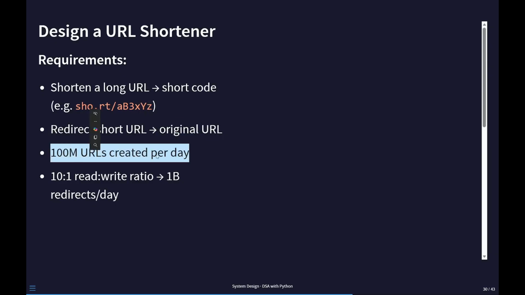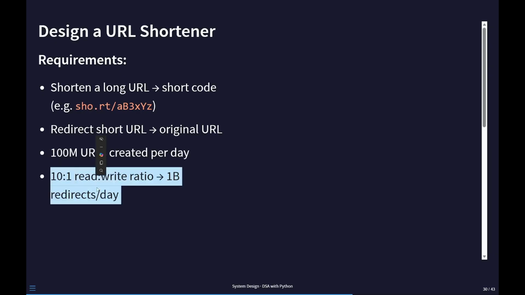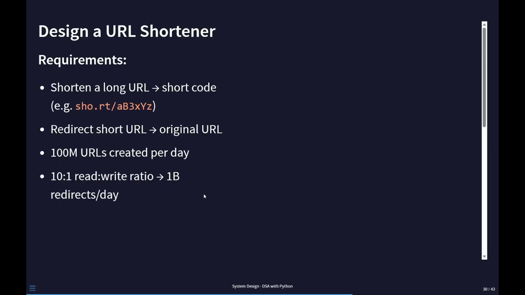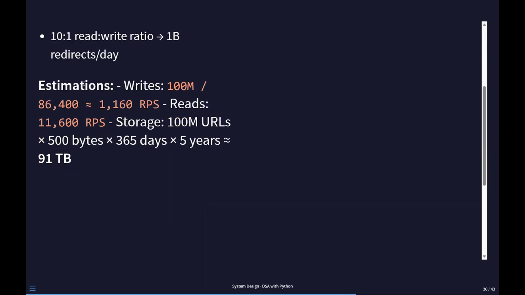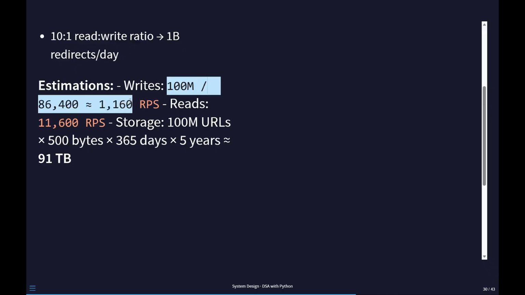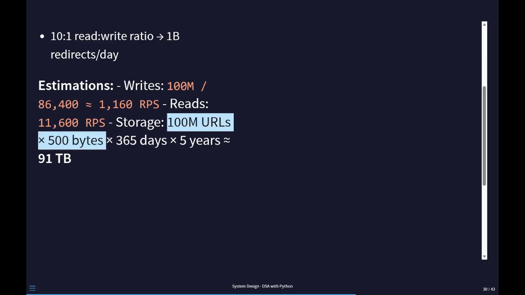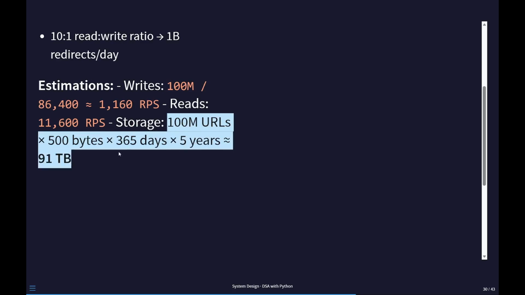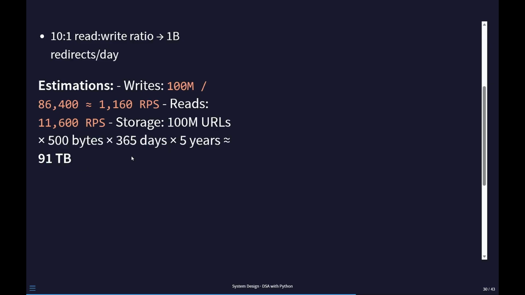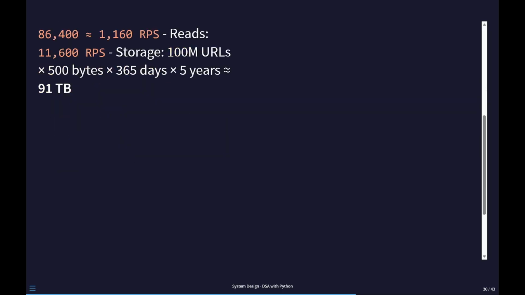100 million URLs created per day, with a 10:1 read-to-write ratio, meaning 1 billion redirects per day. Estimations. Writes: 100 million divided by 86,400 seconds is roughly 1,160 write requests per second. Reads: 11,600 per second. Storage: 100 million URLs times 500 bytes per URL record times 365 days times 5 years is about 91 terabytes. These numbers immediately tell you what problems you need to solve: read scaling, storage at scale, and fast redirects.